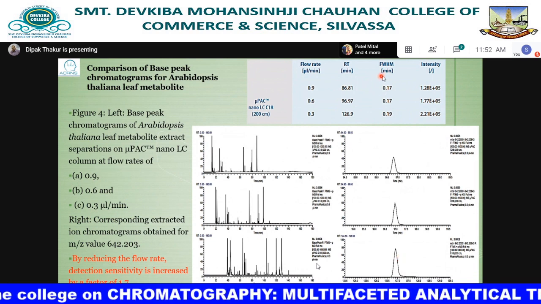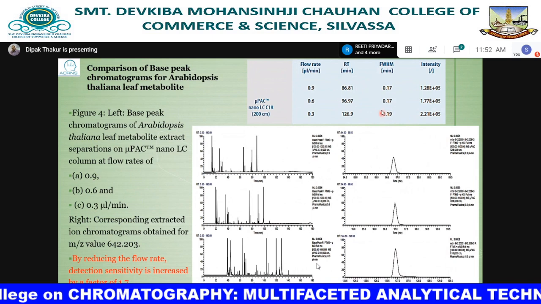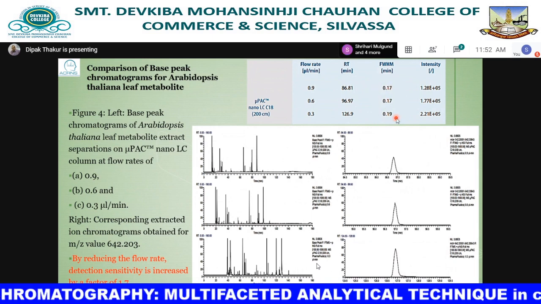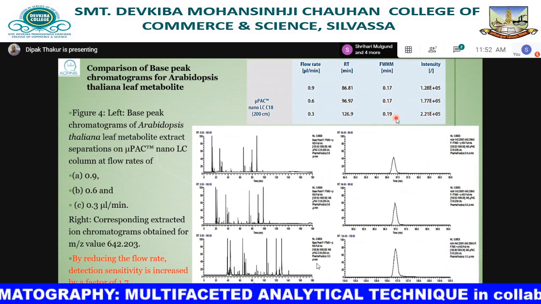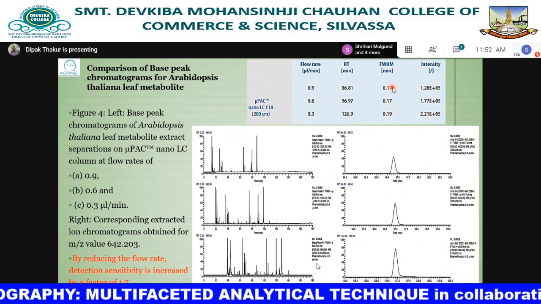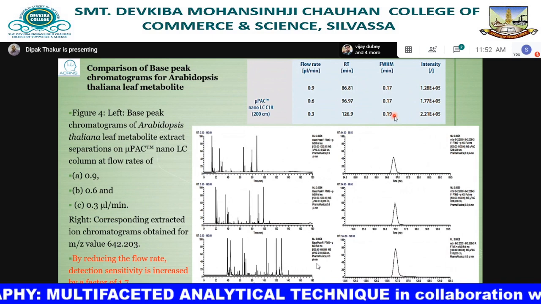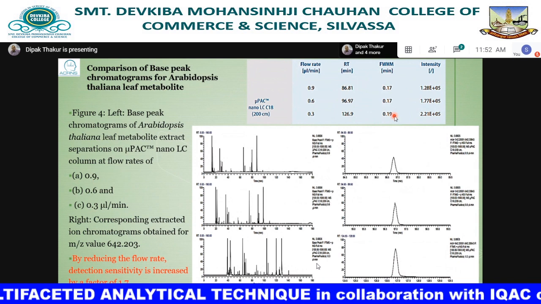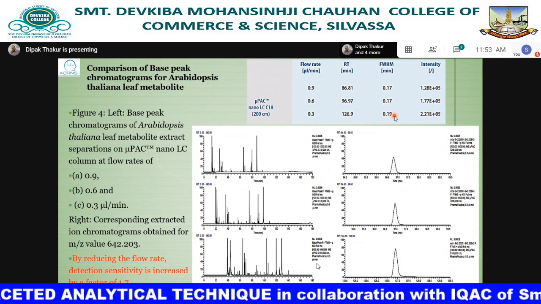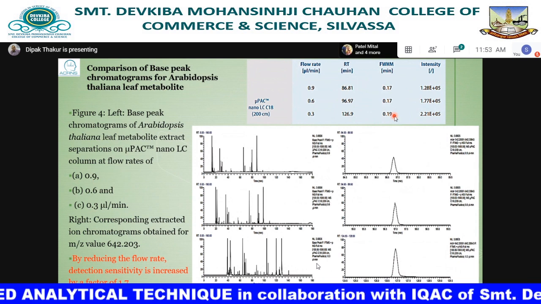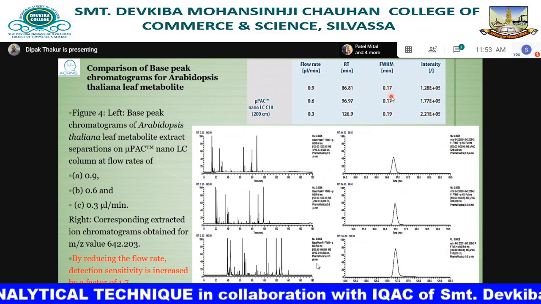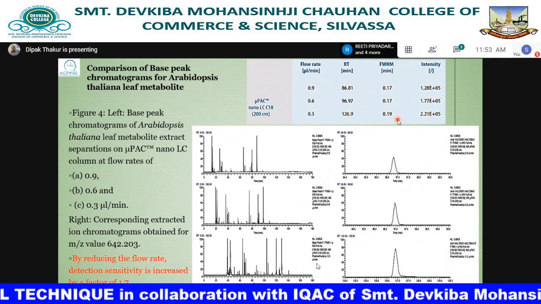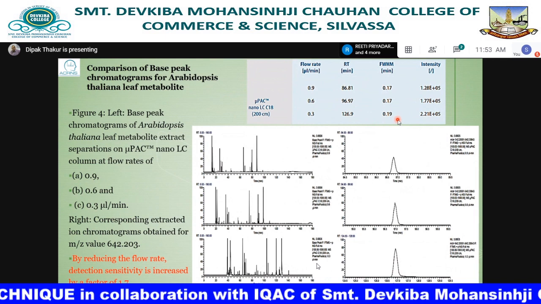And look at the width at half height. You are not compromising on width. It is 0.17 to 0.19. Decreasing the flow rate and slowing down the migration of your peaks doesn't impact to a very great extent. In this test, you can consider a 10% increase in the width. Not huge, still very, very helpful.